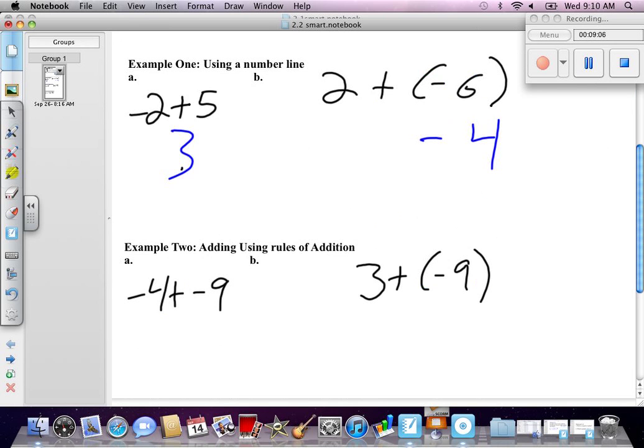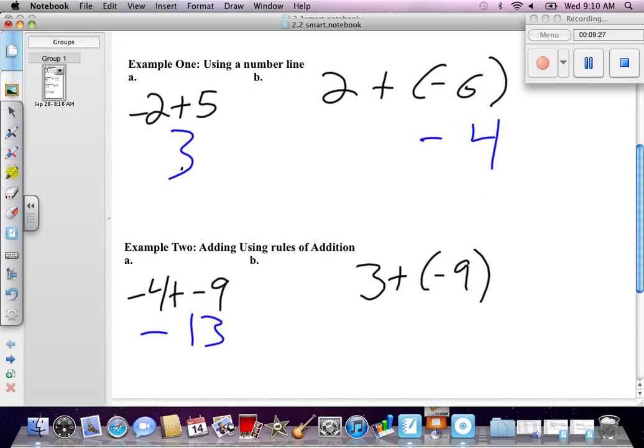So you got to think of it like money. You owe me $4, you borrow 9 more. Do you owe me money? Yeah. How much do you owe me, Jenna? Good. Don't get messed up with 2 negatives. We're not doing multiplication.